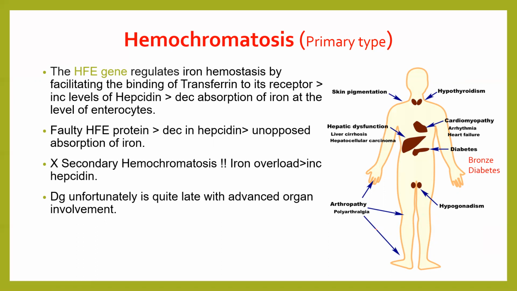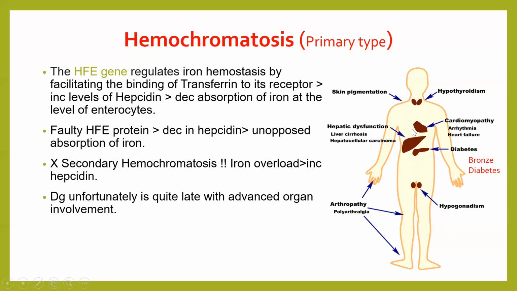Now, there is a certain distinction that is to be made between the primary type of hemochromatosis and the secondary type of hemochromatosis. Secondary type of hemochromatosis is mainly seen in transfusion reactions or increased hemolysis. And in this case, we have increased overload of iron to begin with, which causes an increase in hepcidin. So it's not the fault of the HFE gene here. As you can see on this picture right here, iron has a tendency to accumulate in many places.